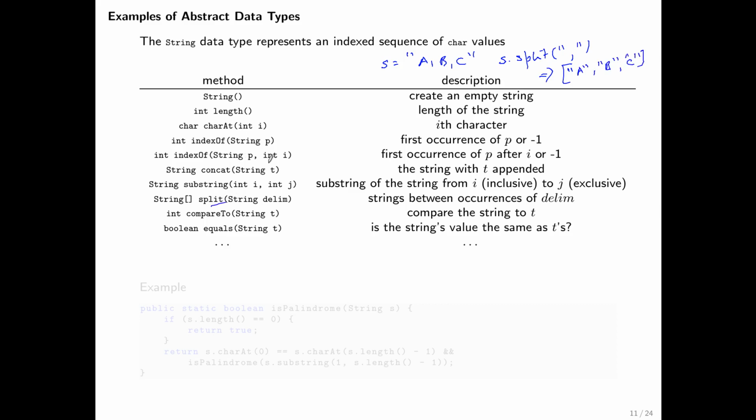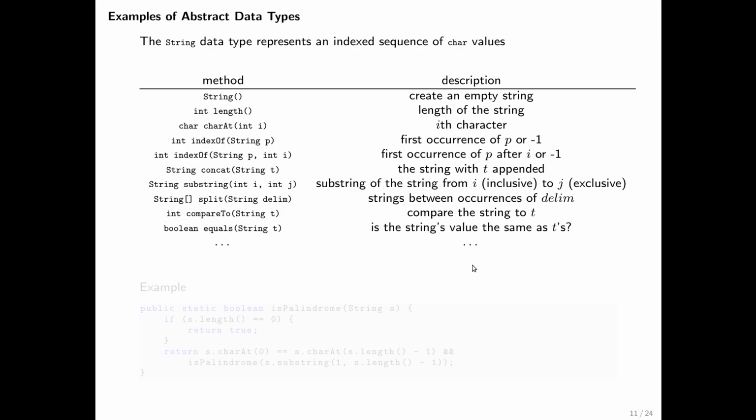So these are just some of the methods that are available inside of the string data type. You can use this method to compare two strings for equality. So you can say, for example, s.equals another string t, and this is going to return true or false based on how the two strings compare.